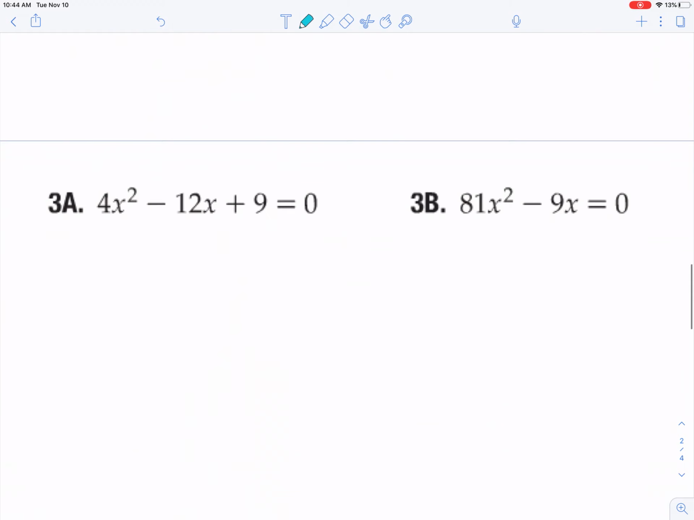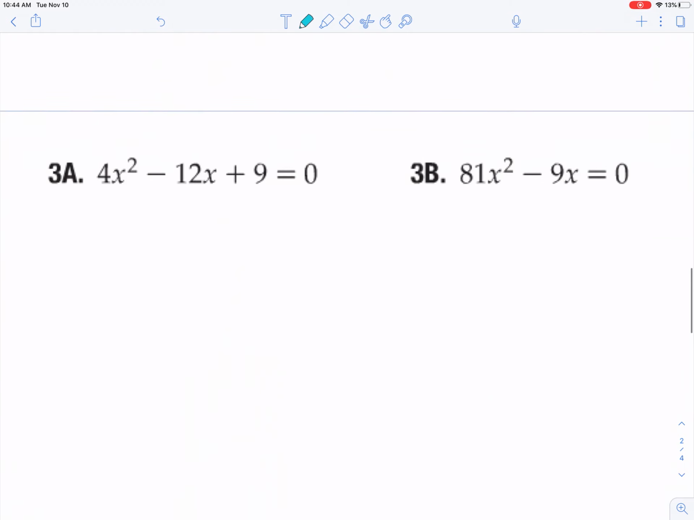Sometimes you'll have to do a trinomial one. That's going to be a case like here, 3a, where you had to multiply the 4. I tell you what, if you don't remember how to factor, those were back in the 4-0 notes.